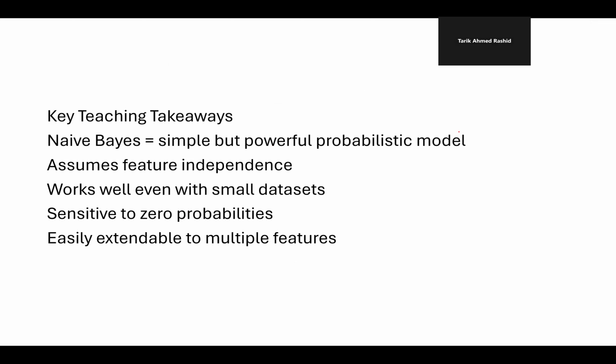Naive Bayes is a very powerful probabilistic model and assumes feature independence. It works well even with small data sets. It is sensitive to 0 probabilities, but someone can solve that, and it is easily extendable to multiple features.